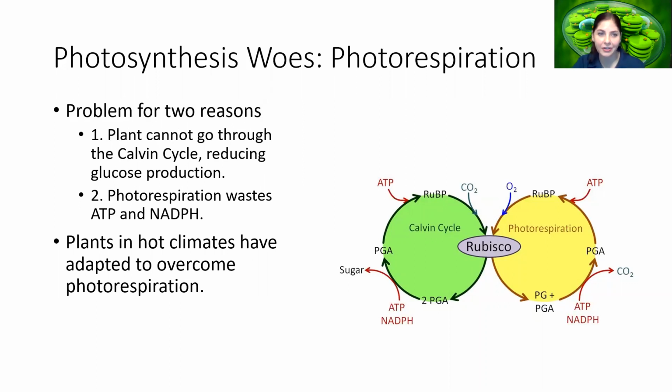The plant cannot go through the Calvin cycle, reducing the amount of glucose that they can produce, which they use in the process of cellular respiration. They don't actually produce glucose for us. And then photorespiration also, like I said, wastes energy. We're wasting ATP and NADPH, and we're not producing glucose. So plants in these hot climates have adapted to overcome photorespiration.